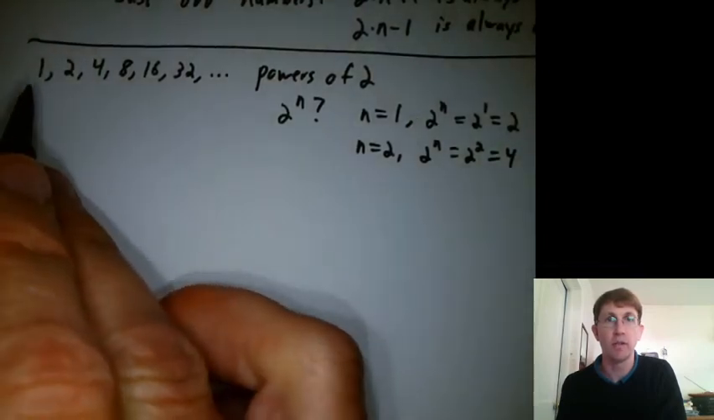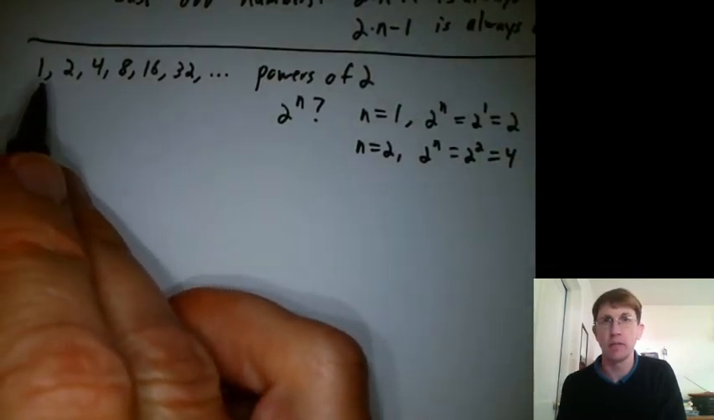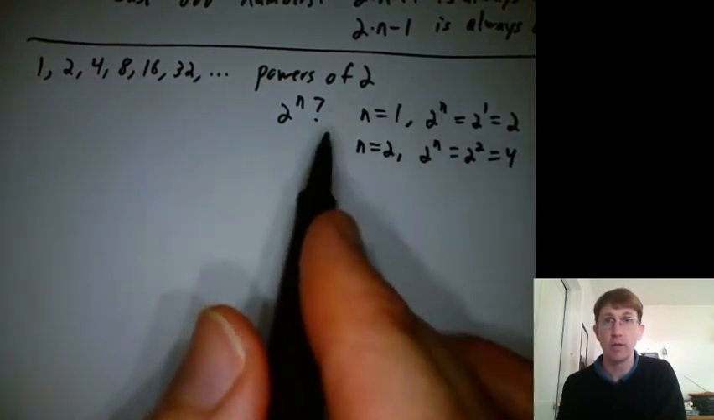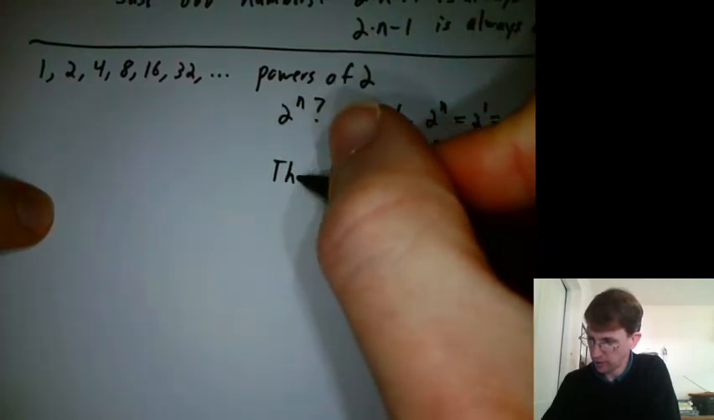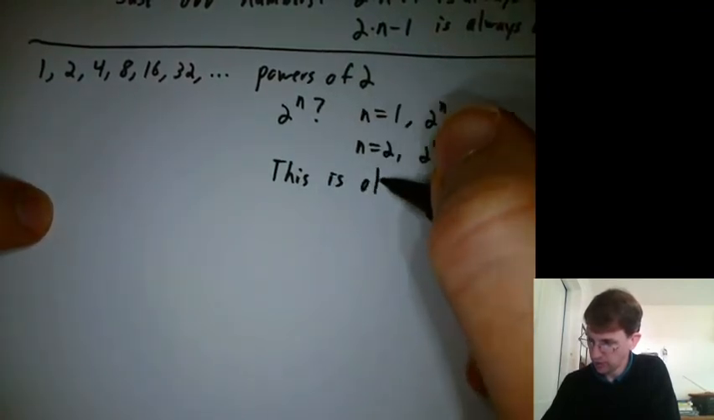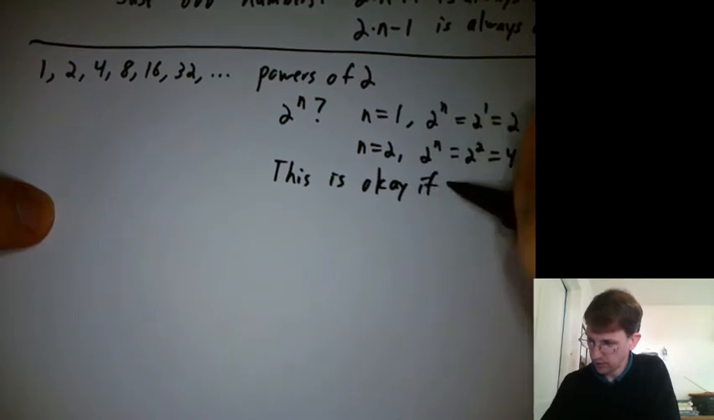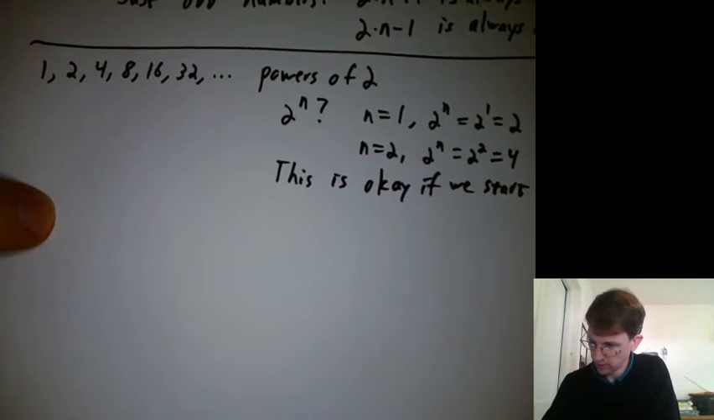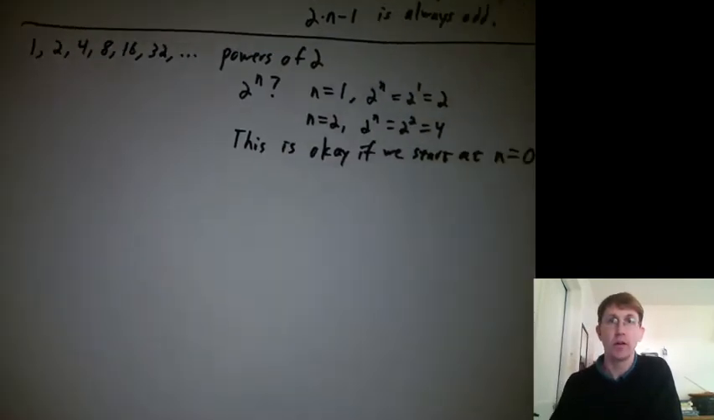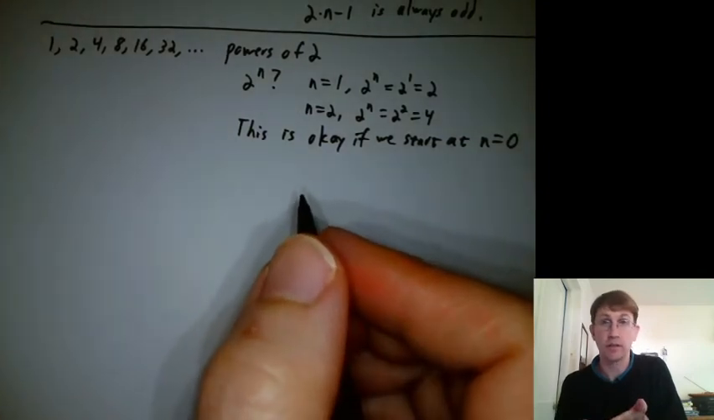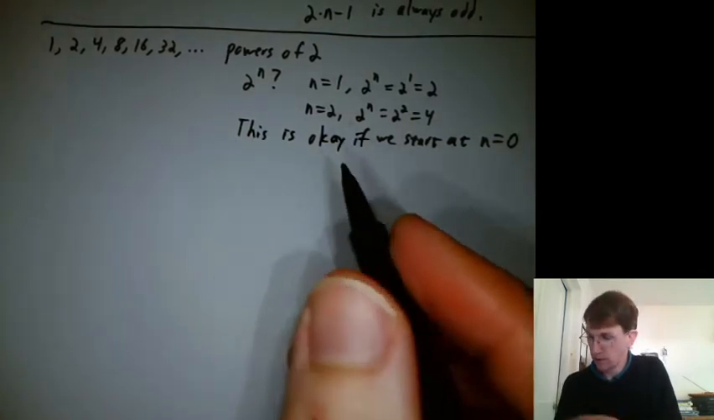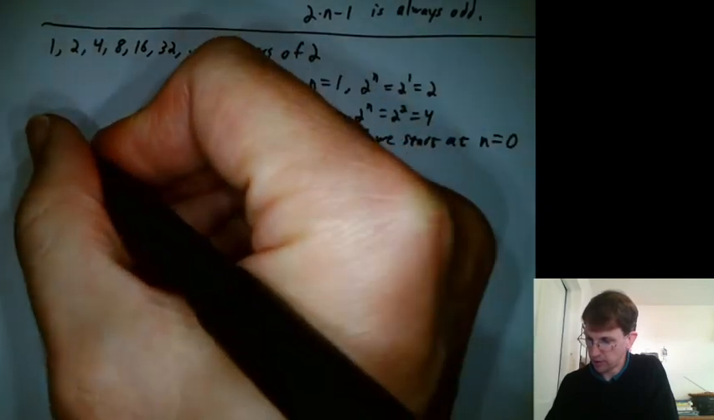But then what would this be? That would be the 2 to the 0 term, which would be starting with n equals 0. So this would be okay if we were starting with n equals 0. But if we want to follow the default in this section, starting at n equals 1, then we'd have to modify it.